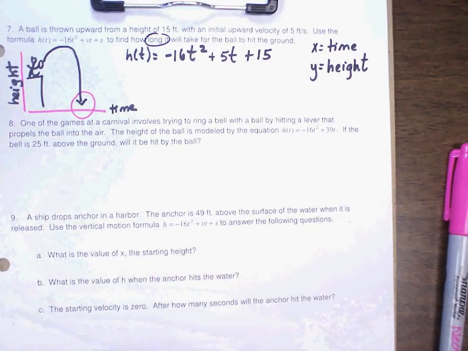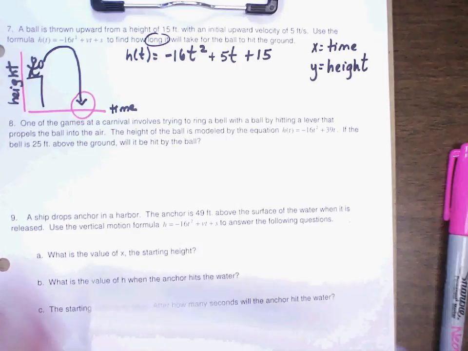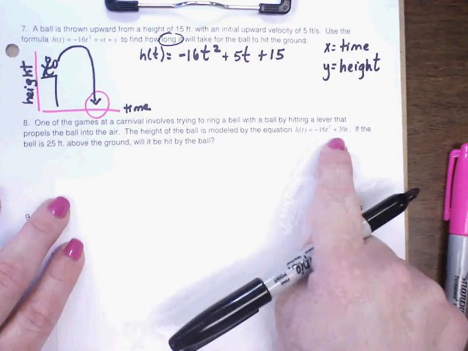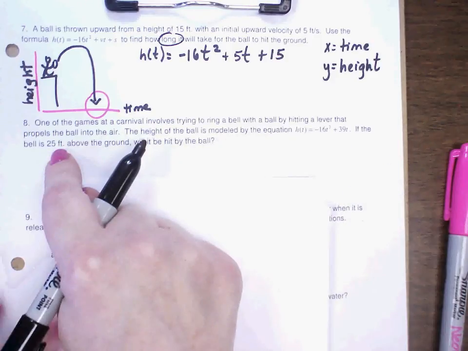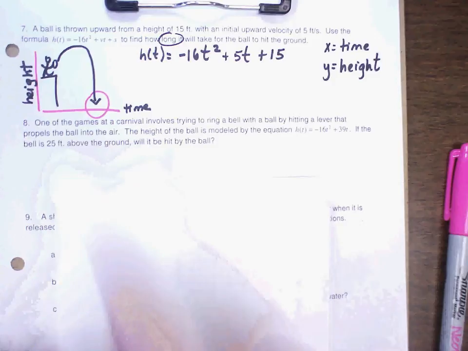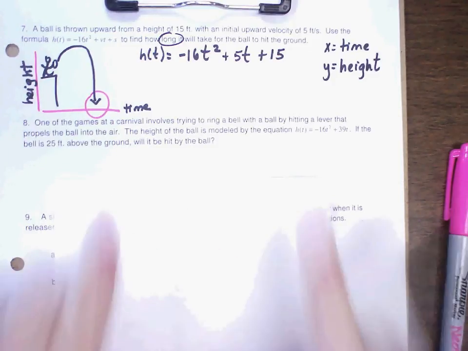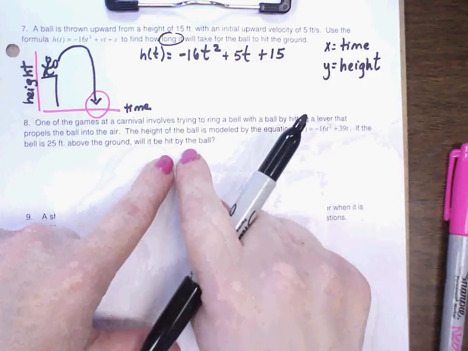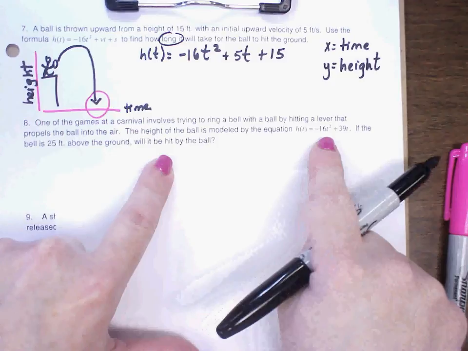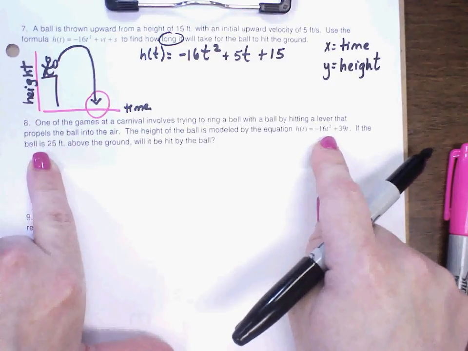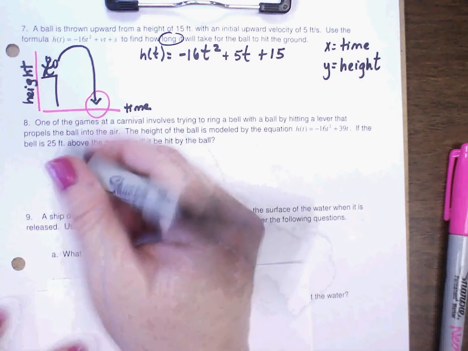All right, one of the games at a carnival involves trying to ring a bell with a ball by hitting a lever that propels the ball into the air. The height of the ball is modeled by this equation. If the bell is 25 feet above the ground, will it be hit by the ball? It's kind of like with the rock climbing, right? So you got to figure out if, when you hit the ball and it makes that parabola, are you going to hit the bell that is 25 feet above the ground?